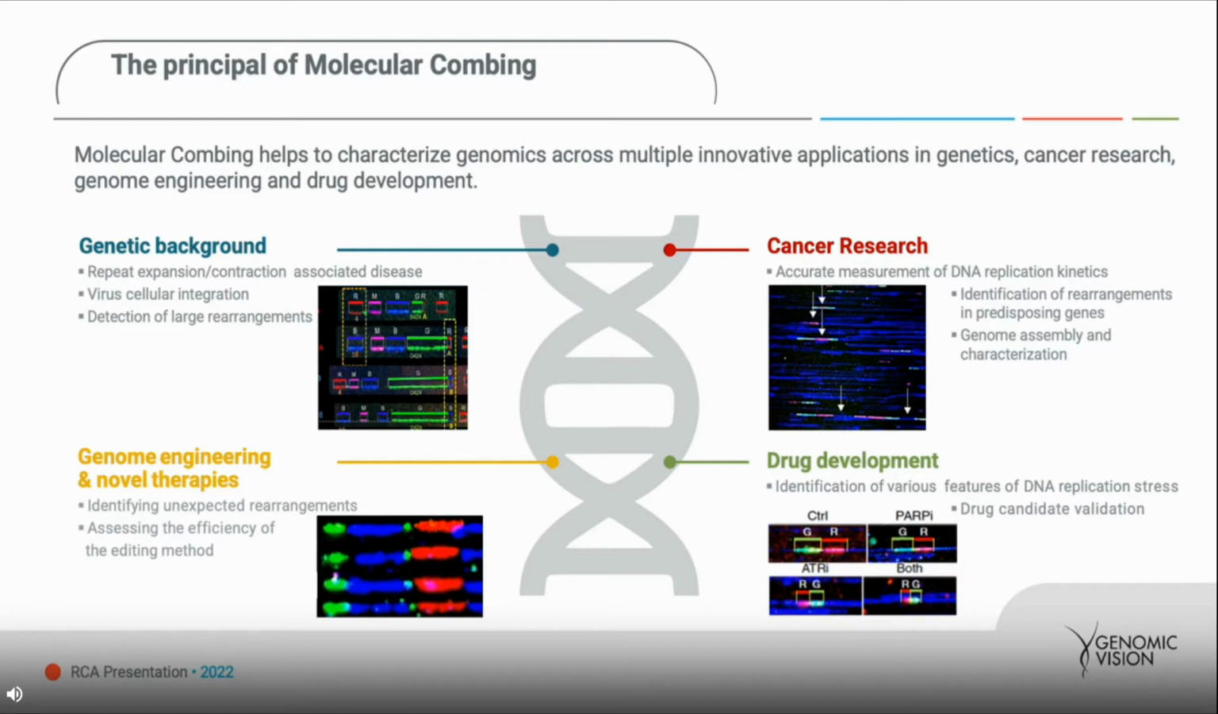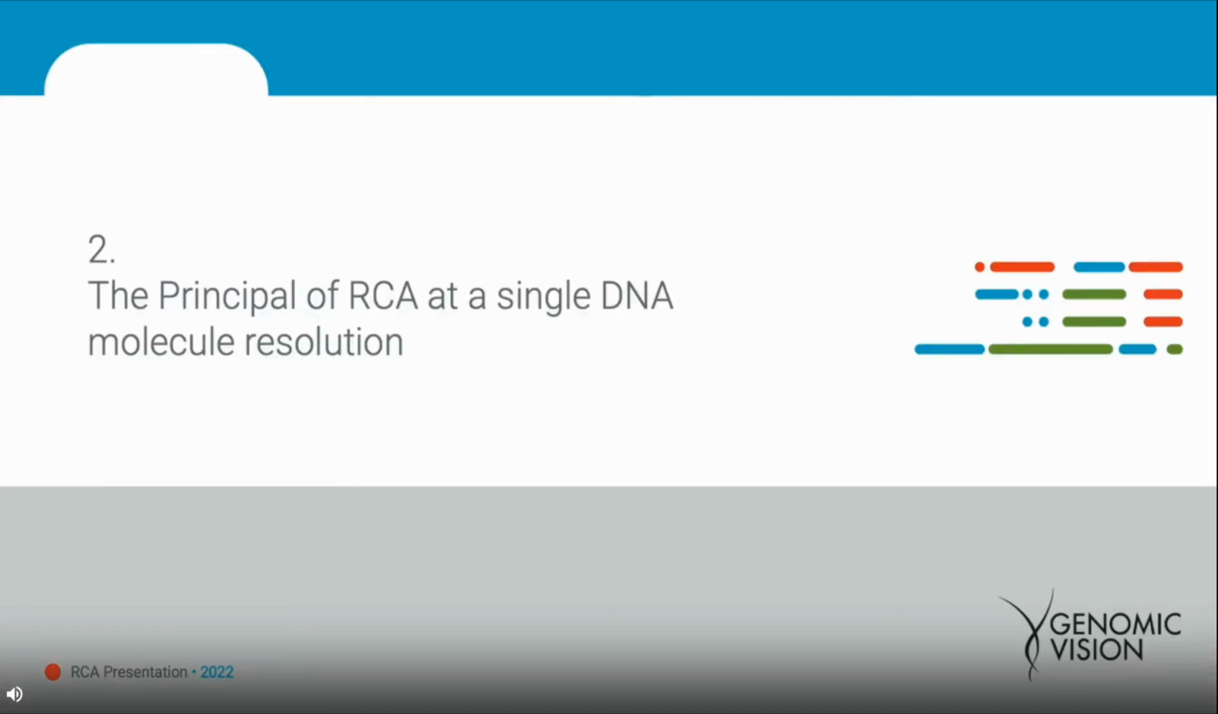In drug development also, the technology enables us to identify various features of DNA replication stress, but also helps us to validate drug candidates through the understanding of the replication events induced by the treatment of the cells with anti-cancer drugs, for example, like PARP inhibitor, which is shown in this example here on the picture. So today we are focusing on the principle of RCA, replication combing assay, at a single DNA molecule resolution.